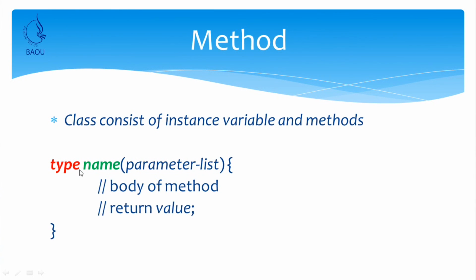The type represents the value returned by the method and it may be an ordinary data type or it may be an object also, and a method may require some data to operate on. So, this parameter list, which is optional, represents data required by the method to process, and inside curly braces we define the body of the method. Suppose the method is not returning anything, then type is defined as void and this return value statement is optional.